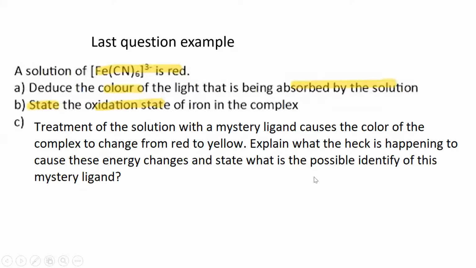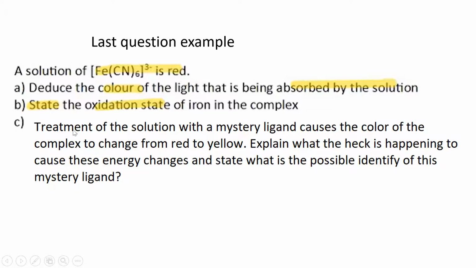All right, here's a slightly more tricky one, but still using the same concept you learned before. Let's say the problem is asking you this. A solution of an iron cyanide complex is red. So this is what I see and observe, is red color. Part A, deduce the color of the light that is being absorbed by the solution. Part B, state the oxidation state of iron in this complex. So we want to get the oxidation state of Fe. That shouldn't be hard. And then part C is a little trickier.